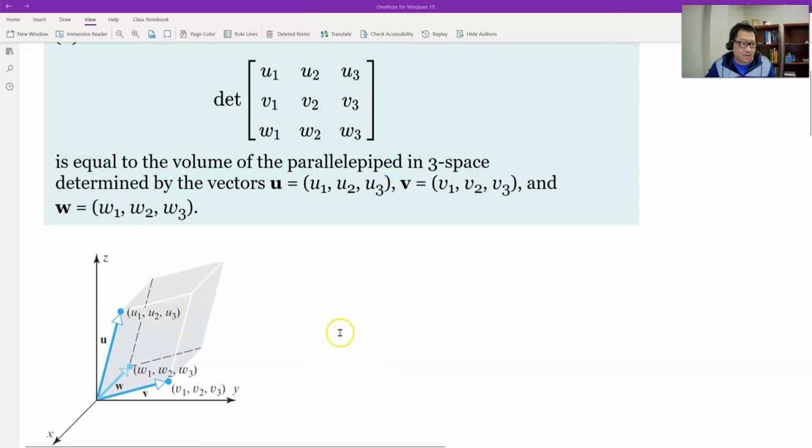Let's prove it. So how to prove it? We have two cases. The first is if these three vectors fall into the same plane, and the second case is they are not in the same plane, therefore we form a parallelepiped, right? So let's do it in two cases.